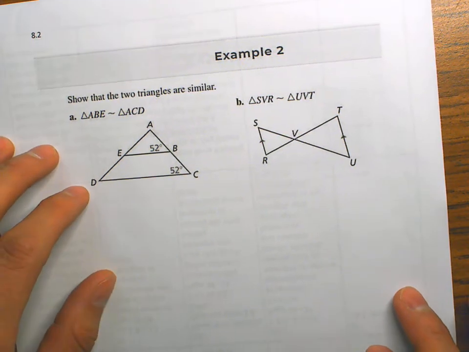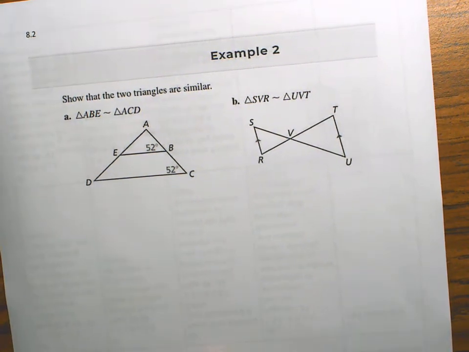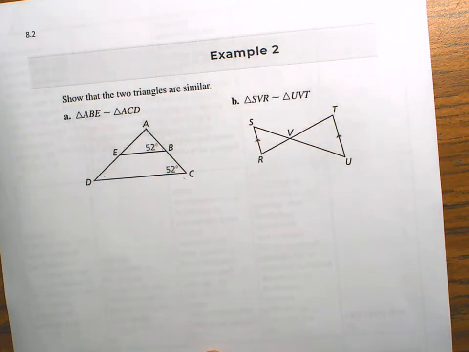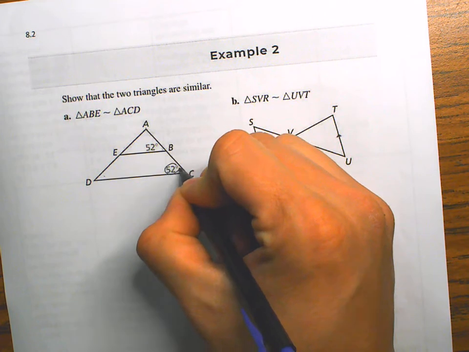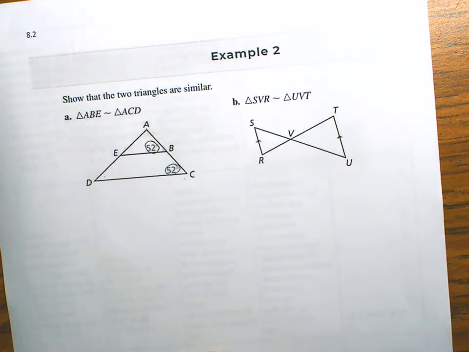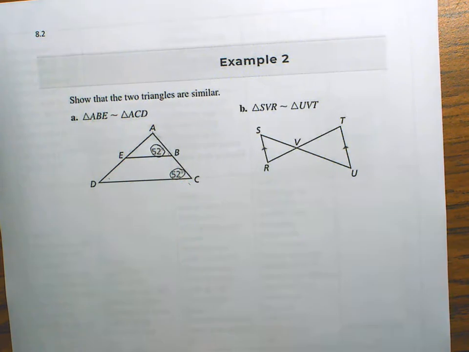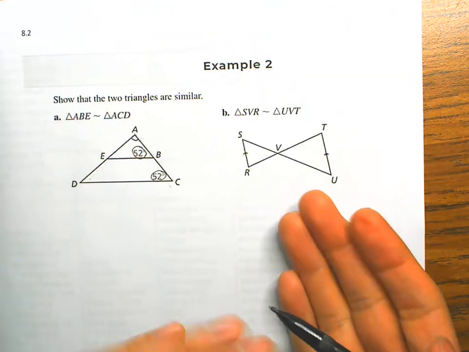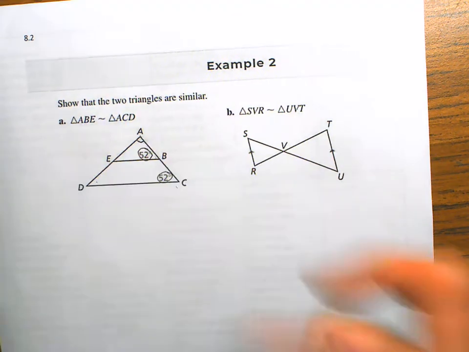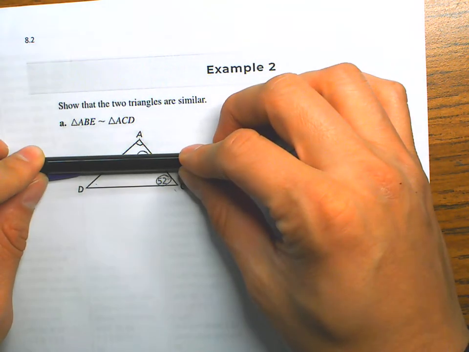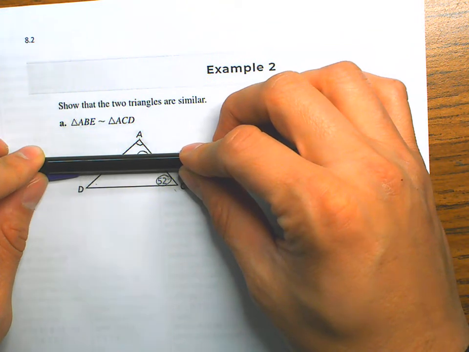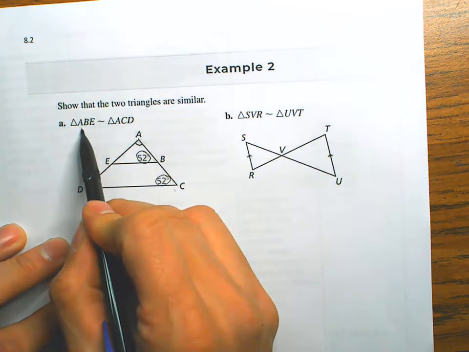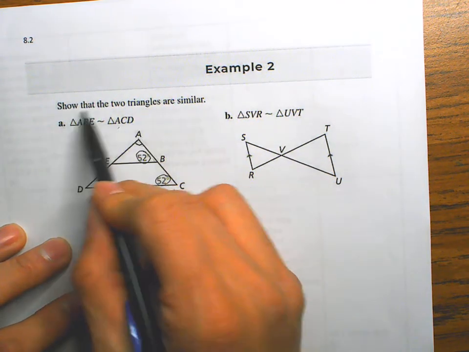Okay, for example number 3, it says, show that the two triangles are similar. So we have triangle ABE and triangle ACD. Based on what we see here, we only have one pair of angles congruent, but there's one thing that we are not paying close attention to, is the fact that this angle right here is a common shared angle between this triangle right there and the outer triangle. So they both have technically two pairs of angles congruent. Okay, so therefore this and this is going to be similar.